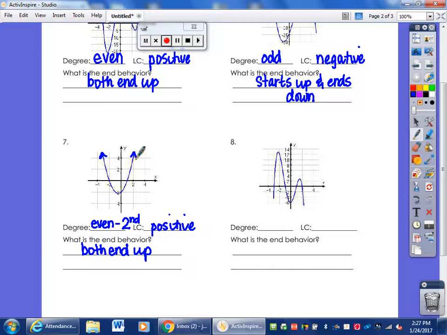Number 8, it's got that W shape or that M shape. So again, it's going to be an even. And the leading coefficient would have to be negative because it is both ending down.